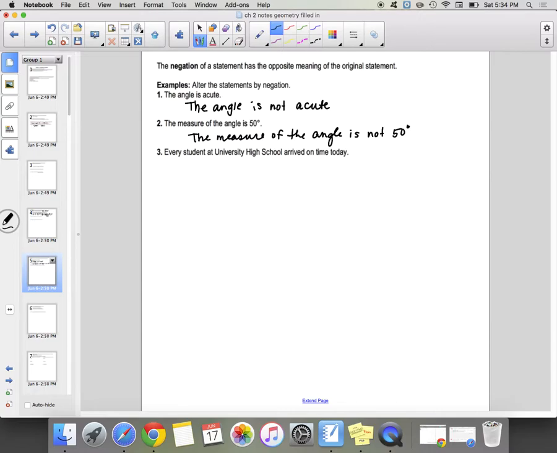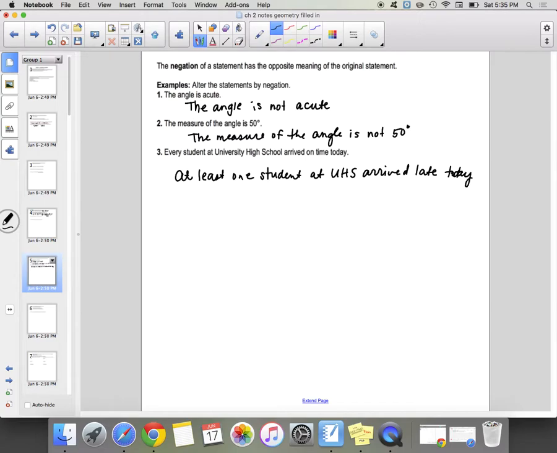So oftentimes the opposite of every is at least one. So the way we're going to do this is we're going to say at least one student at UHS did not arrive on time, or we'll say arrived late today.